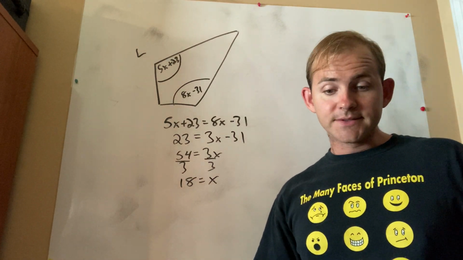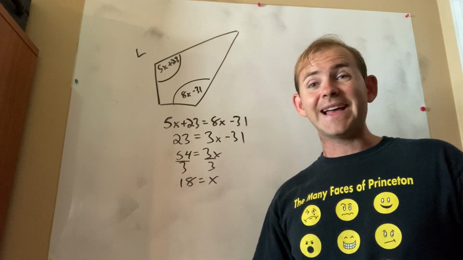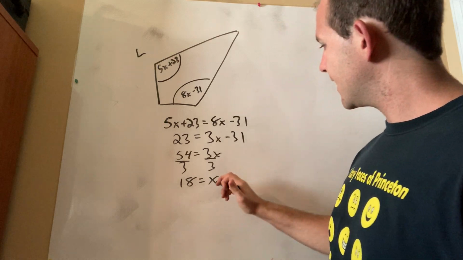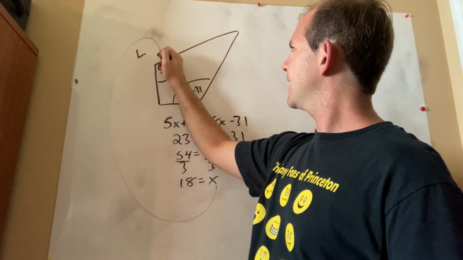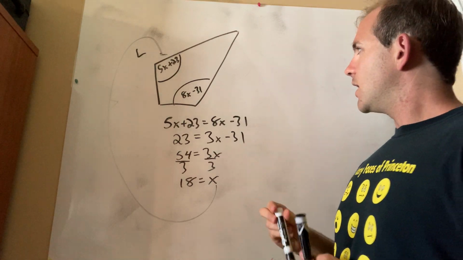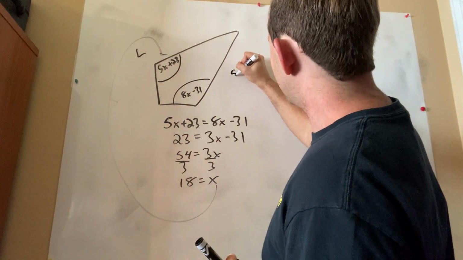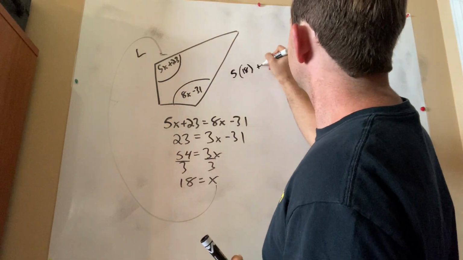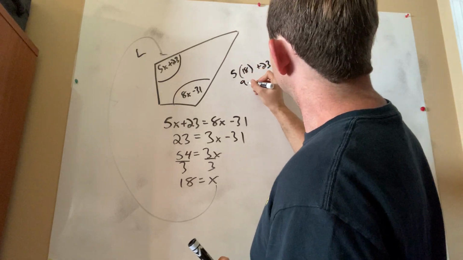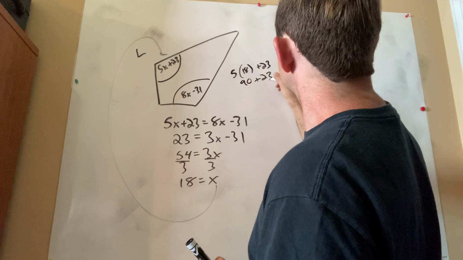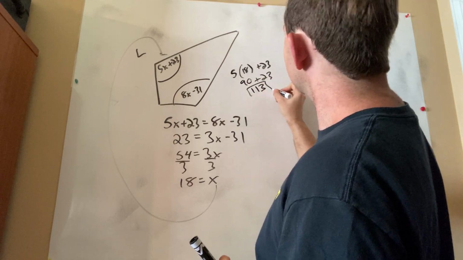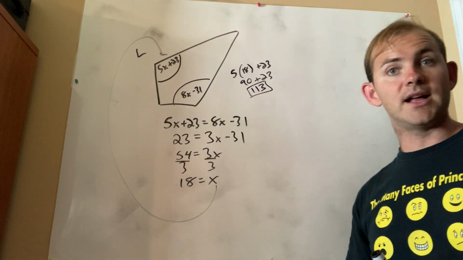Got to be careful though to make sure to read the problem. The problem says find the measure of angle L, not x. So what I'd have to do is take that x and substitute back in. So let's go do that. 5 times 18 plus 23, 5 times 18, 50, 40, make 90, plus 23, and I get 113 would be the measure of angle L.